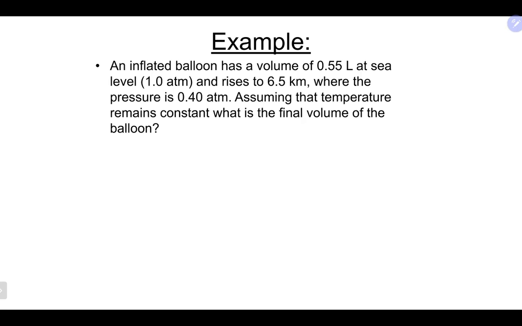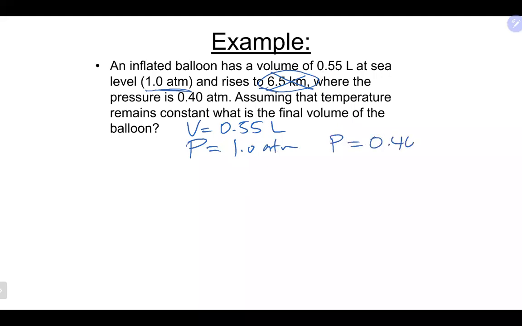The key to doing gas law problems is to really pull out the information from the problem. If you label it, you could probably pick the right gas law. So here we have a volume that is 0.55 liters. We have 1 atmosphere, which is a pressure. We have 6.5 kilometers, which is useless information in this case. We have a pressure that is 0.4 atmospheres, and we are looking for a volume. If you use the kilometers, I'm interested how you use it, but you shouldn't use it.